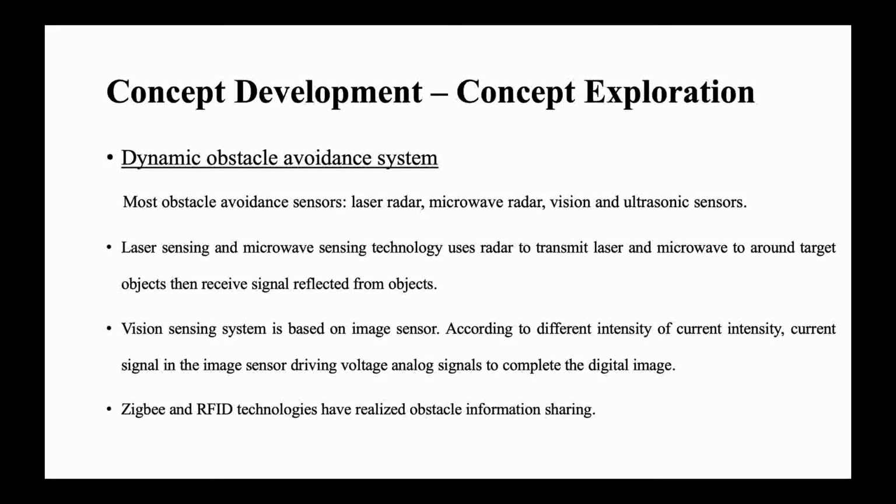The dynamic obstacle avoidance system. Currently, most obstacle avoidance sensors are laser radar, microwave radar, vision, and ultrasonic sensors. Laser sensing and microwave sensing technology uses radar to transmit laser and microwaves toward target objects, then receives the signals reflected from the objects. The vision sensing system is based on the image sensor. According to the different intensity of the current, the current signal in the image sensor drives voltage analog signals to complete the digital image. Zigbee and RFID technologies have realized information sharing.